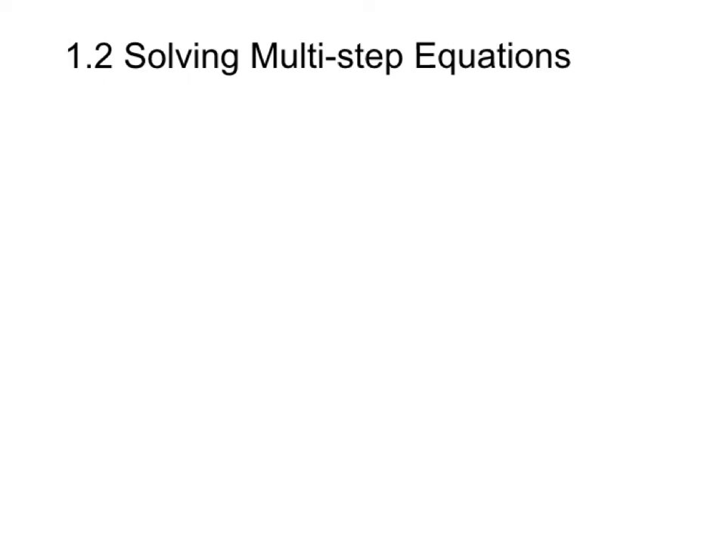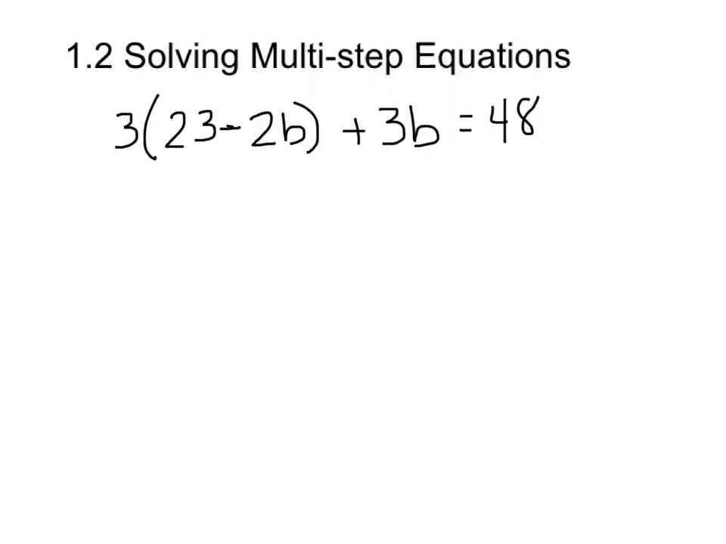Good evening, class. We are in section 1.2, solving multi-step equations. We're going to start with our solve it problem on page 12 in your textbook. So please write this down in the blank at the top of the page. You'll notice that we have 3 times, in parentheses, 23 minus 2b plus 3b equals 48.